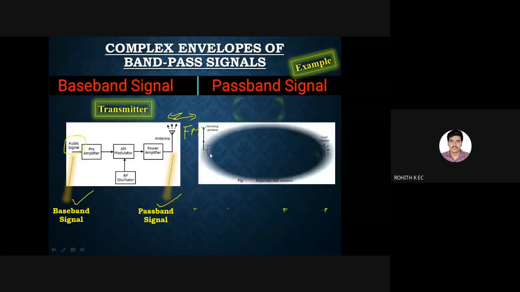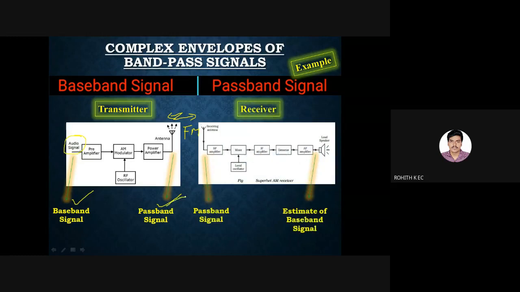Then at the receiver, the same passband signal will be available at the input of the receiver, and the receiver will perform demodulation. This demodulated signal is nothing but an estimate of your baseband signal, which is also the estimate of your message signal. Now the complex envelope is a method which helps us in estimating the baseband signal even in the presence of the passband signal.